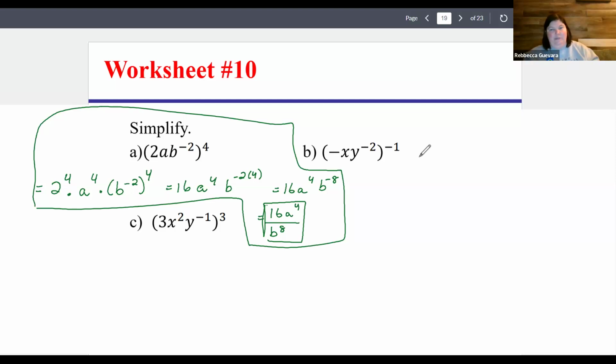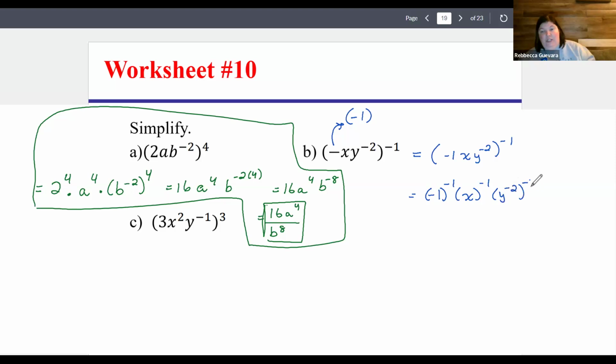All right, so for this b, we have -x. We're going to talk about what we do with that negative. One of the things I said before is that a negative just represents a -1. So this is really just saying that I have -1 times x times y to the power of -2, to the power of -1. So the -1 is getting a power of -1, the x is getting a power of -1, and the y to the -2 is getting the power of -1.